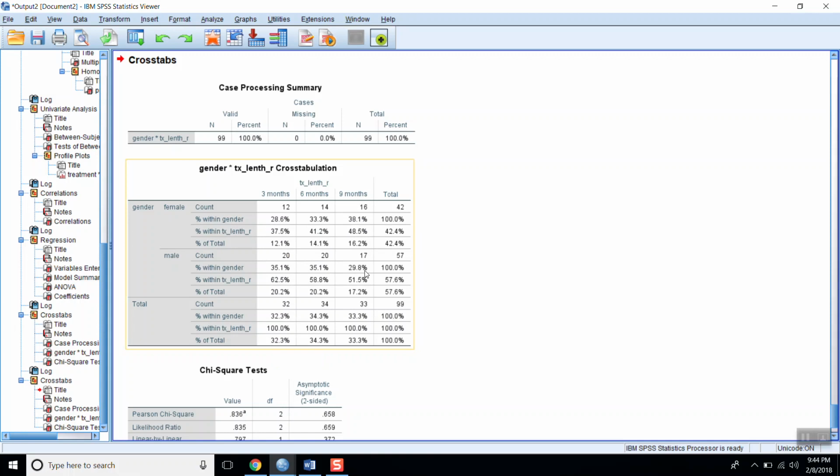Yeah, so when it's a small table like this, you can pretty much just report the pattern. But when you have a bunch of levels, then there are some follow-up analyses you can do to look at it. It appears that, in general, females stayed in treatment significantly longer than males.